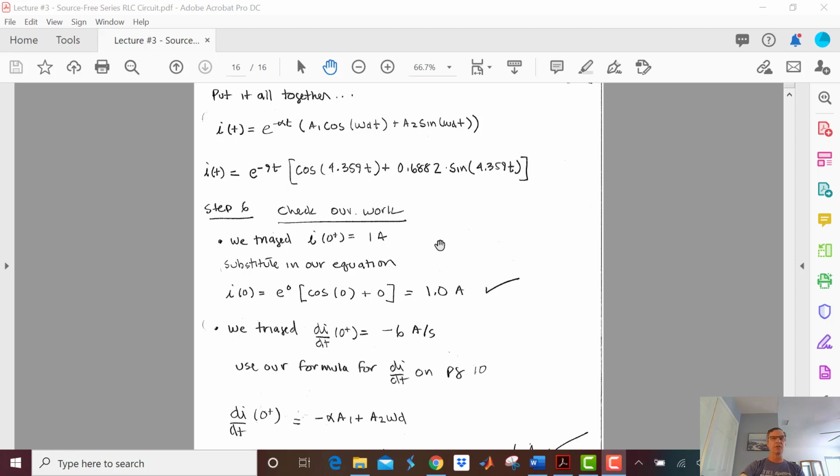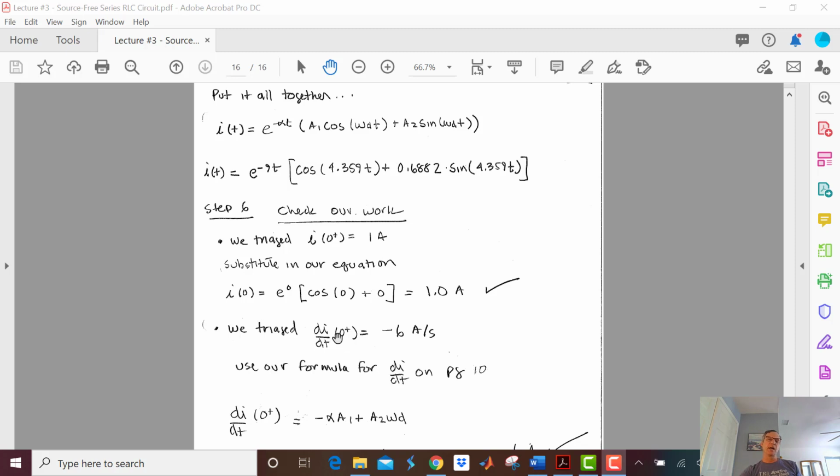We triaged this thing out and said that I of 0 plus is equal to 1 amp. So let's see if our equation gives us that. Okay, here we go. At t equals 0, my exponential turns into a 1. Cosine of 0 is a 1 plus this, the sine t is going to give us a 0, so we're going to put that there. And I got 1 amp. So our equation just told us something good.